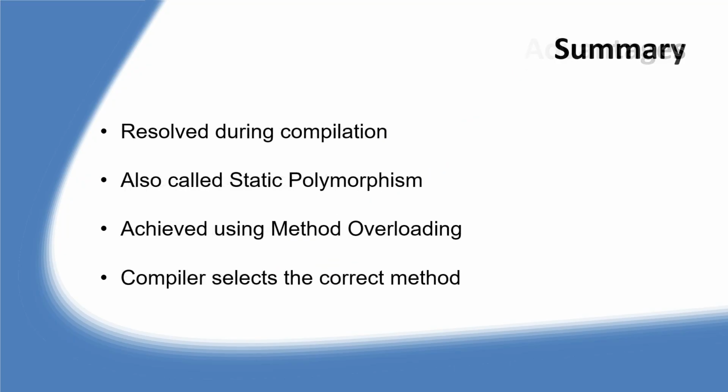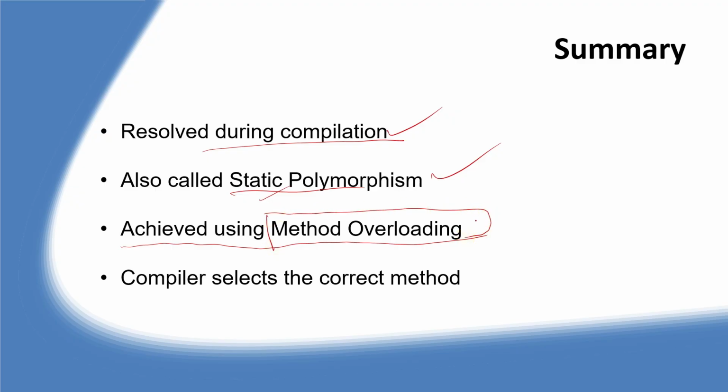Now let's quickly summarize what we have learned so far. Compile time polymorphism is resolved during compilation, and it is also known as static polymorphism. Static means it is not going to runtime. It is not dynamic. Everything happens during compile time. That's why static. And in Java, we have seen it is achieved using method overloading.